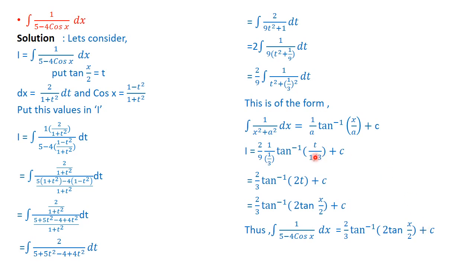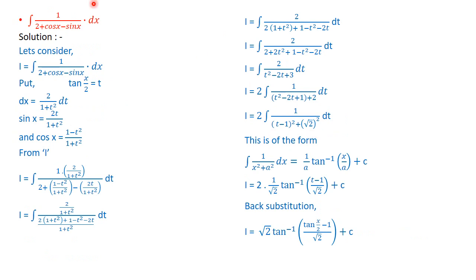Okay, remember this. Now consider one more example. This example contains sin x as well as cos x. So we have the same procedure. Put tan x by 2 is equal to t. Then dx is equal to 2 dt by 1 plus t square. Sin x is equal to 2t by 1 plus t square. And cos x is equal to 1 minus t square by 1 plus t square.